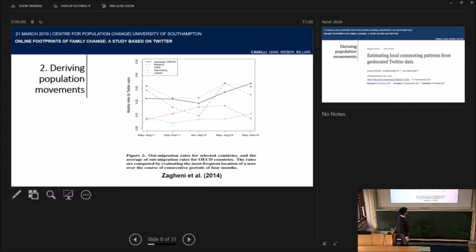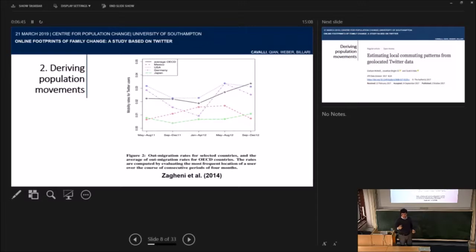Another thing that is possible to do with Twitter data is deriving population movements. A subset of the tweets are geotagged, so we know where people actually tweet from. This is a paper by Zagheni and co-authors. Basically, they estimated out-migration rates: we can observe somebody tweeting from one country, and then the next year, or in this case, as you can see, in the next 6 months, this person is tweeting from another country.